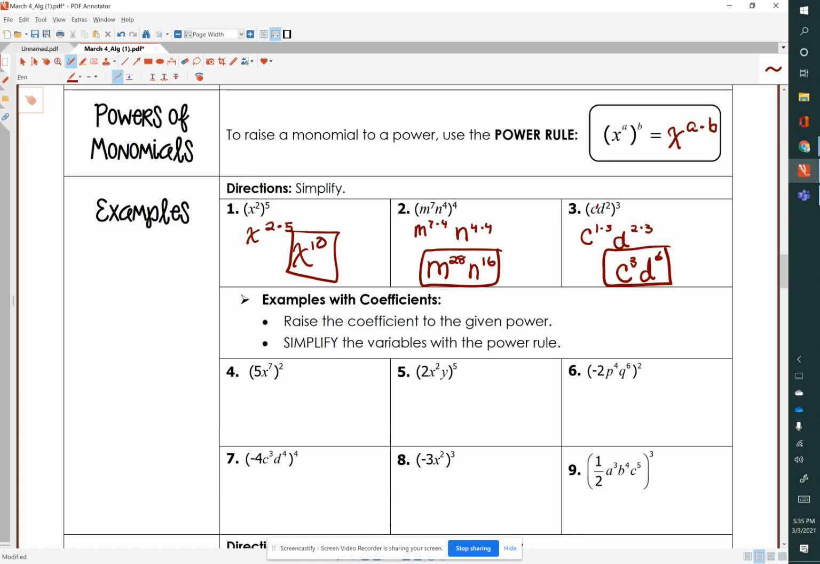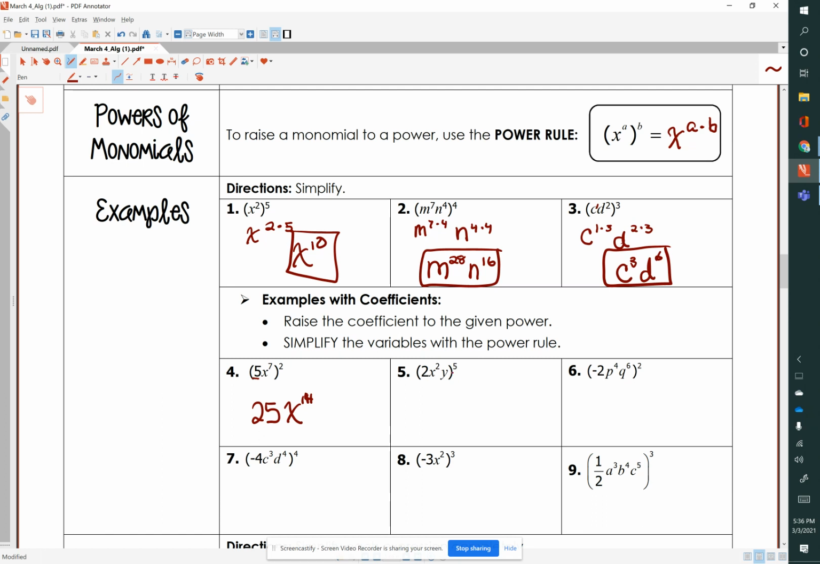Now, let's look at when we have coefficients. When we have coefficients, we raise the coefficient to the given power, simplify the variables with the power rule, and then we're done. So let's take a look at that. So we've got this coefficient of 5. So 5 squared is 25. And we have x to the 7 times 2, which is 14th power.